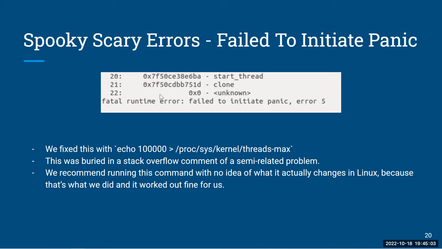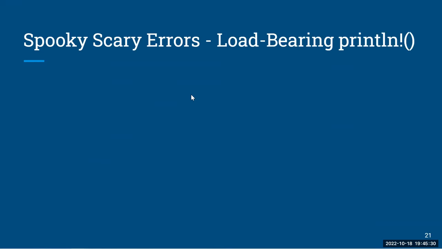What we're pretty sure this does is simply make it so that there is no practical upper limit to the number of threads you can have. And thus, if the problem is we're not dropping them fast enough, this gives us plenty of time to drop them before encountering a problem. But still, this is the first time we ever saw Rust not even be able to panic successfully. But that was not the spookiest. The spookiest was the load-bearing print statement.